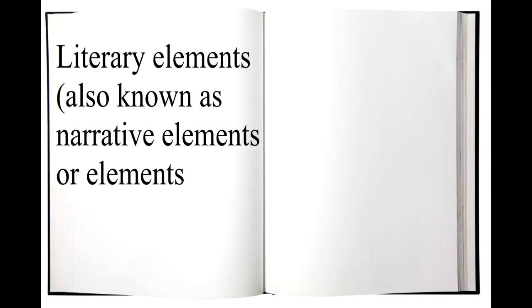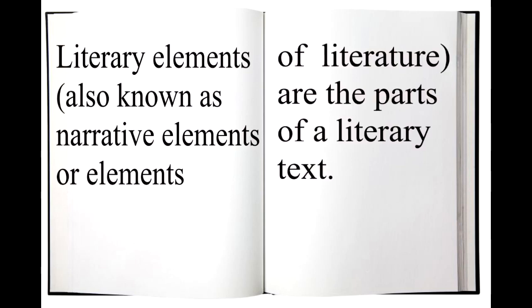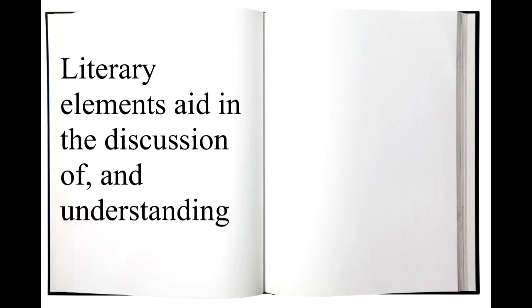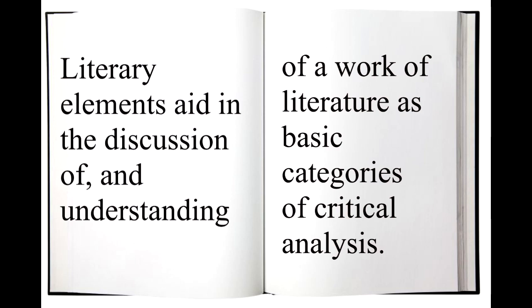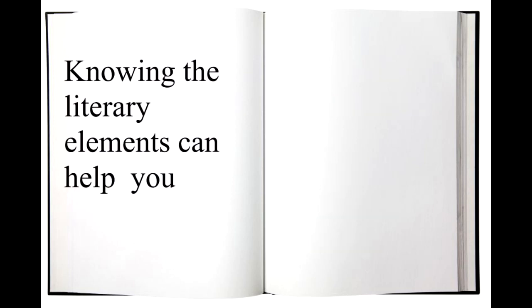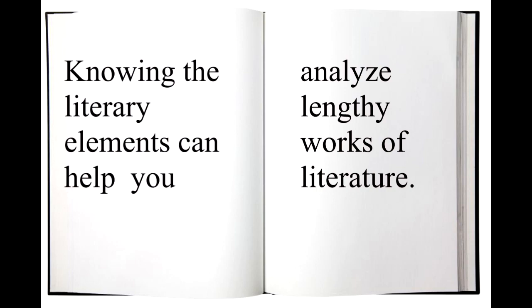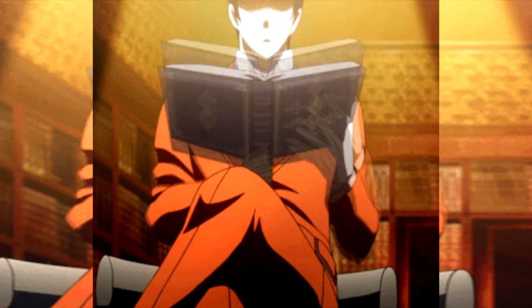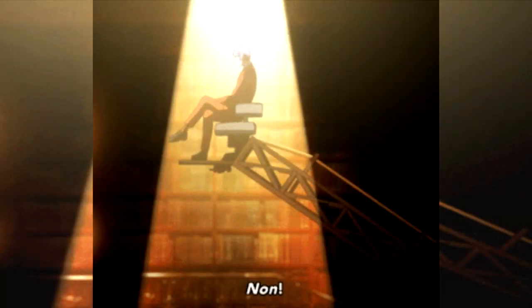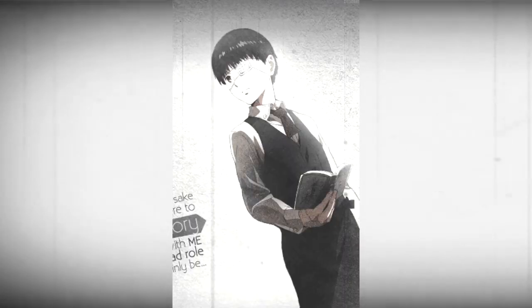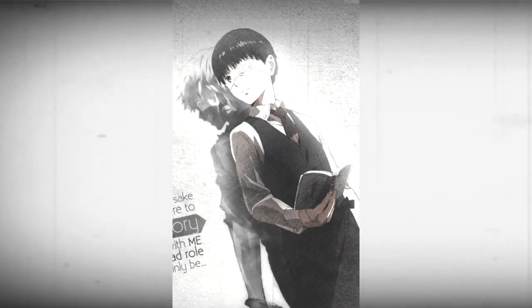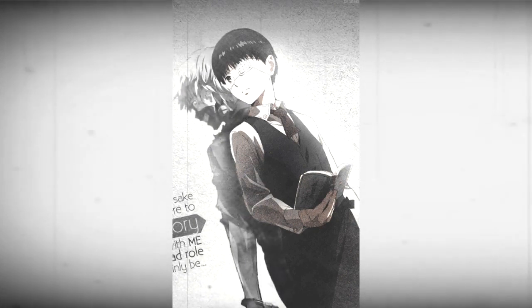Literary elements, also known as narrative elements or elements of literature, are the parts of a literary text. Literary elements aid in the discussion of and understanding of a work of literature as basic categories of critical analysis. Knowing the literary elements can help you analyze lengthy works of literature. For example, it can help you break down the details of a 100-page novel into smaller parts of elements.